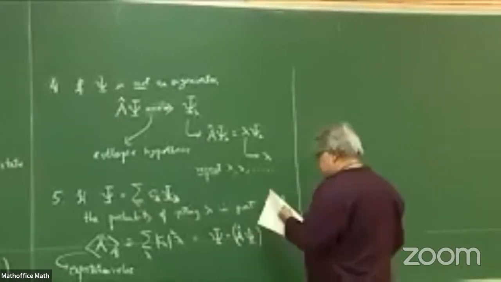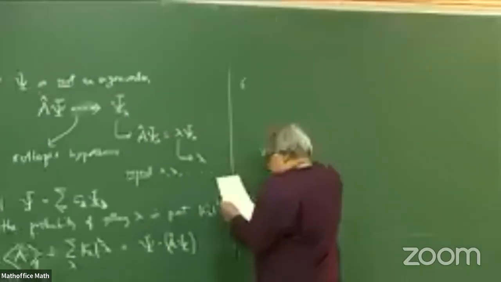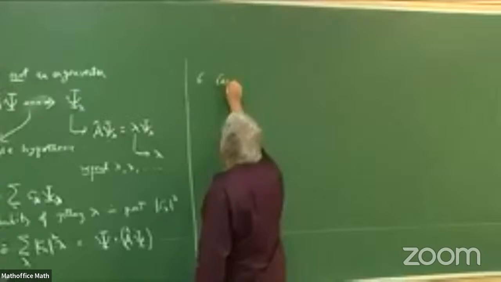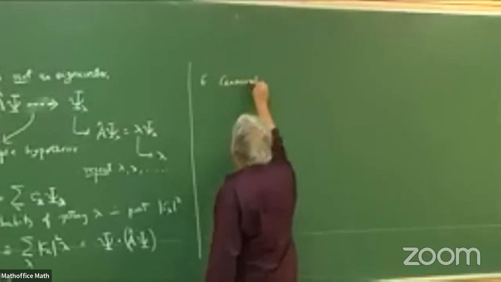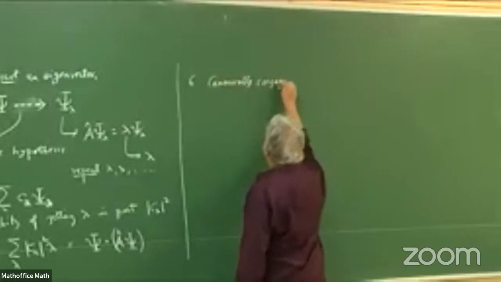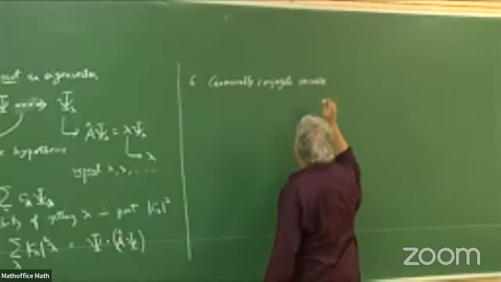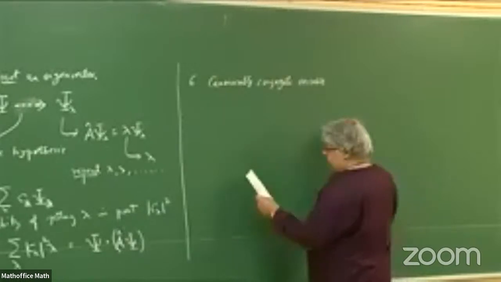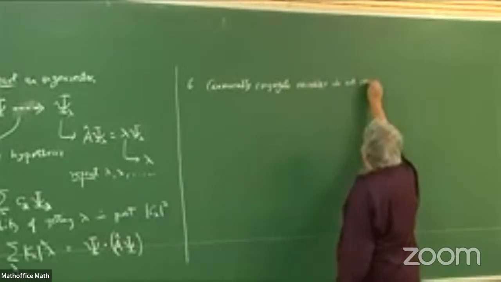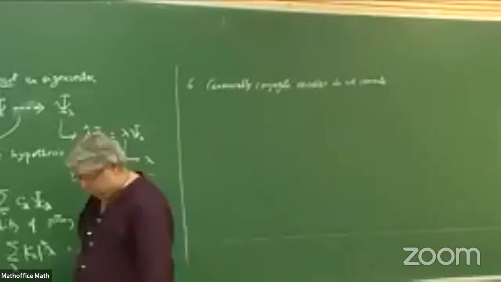Two more little things. Then number 6: canonically conjugate variables do not commute. I'll explain what that means in a moment.